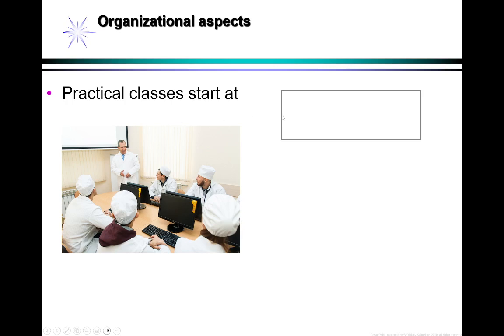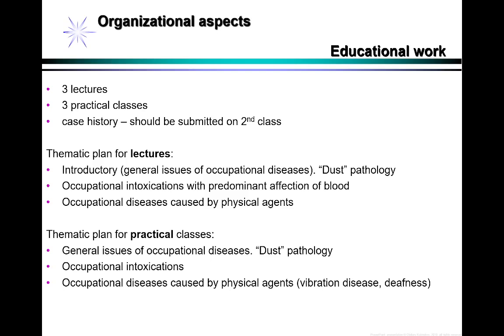The practical classes, I'm not sure about the exact time of start, it depends on your timetable, that's why I left this form blank. They last for 5 academic hours each. In total you have 3 topics, the same 3 topics for lectures and for practical classes. Lectures usually precede practical classes. They are both dedicated: the first lecture and class to introduction and dust pathology, the second to intoxications of occupational origin, and the third to occupational diseases caused by physical agents.